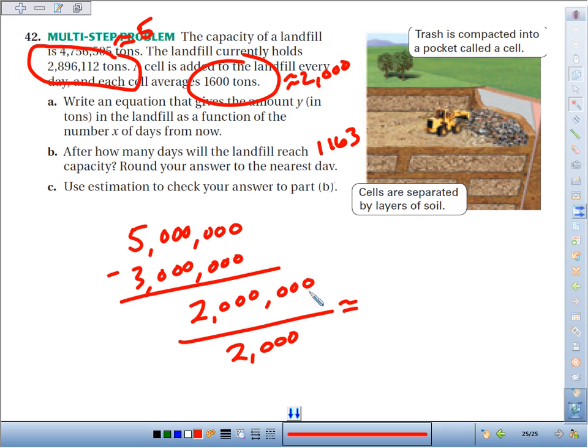What would happen? Well, the zeros would cancel, and 2,000 divided by 2 is about 1,000. So a quick rough estimate would have been 1,000 days, which is pretty reasonable with our real answer of 1,163.